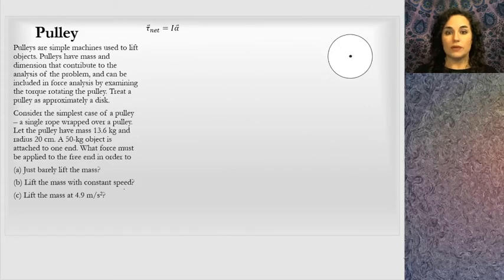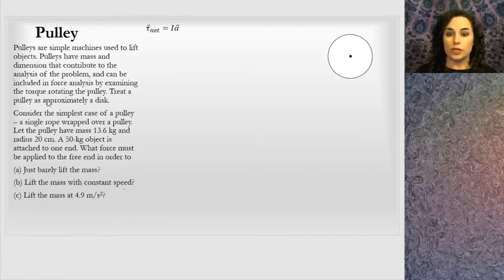The next problem I picked out for us is one you will commonly see in solving problems that involve torque. It's simple machines involving a pulley. A pulley is used to lift objects, and what we're going to consider is that pulleys have a mass and dimension that can be taken into account in force analysis by examining the torque rotating the pulley. It takes some sort of torque to rotate that object. Because it has inertia, there must be some force causing it to turn.